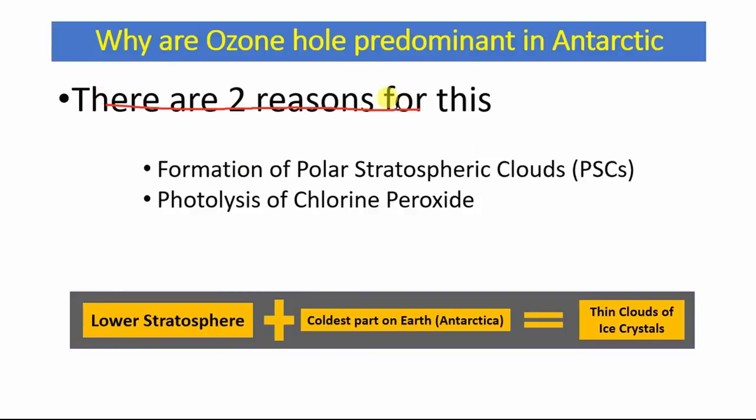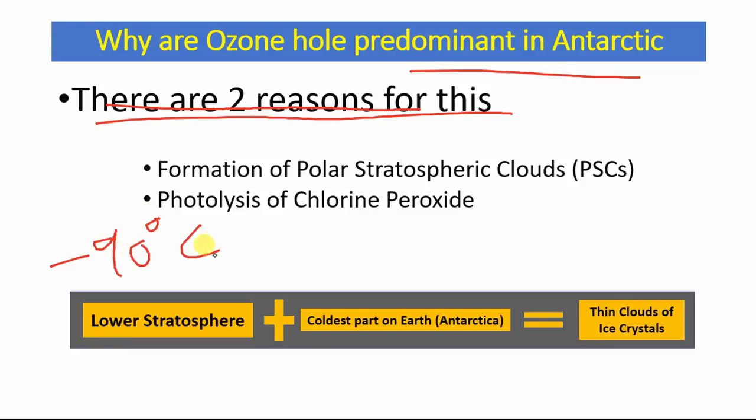Why is ozone hole predominant in Antarctic region and not in other parts of the earth? There are two reasons for this. The chlorine and nitrogen, which has formed a series of destruction in the ozone, the O2 molecules in the stratosphere forms thin clouds of ice crystals in the coldest regions. This cold is possible only above Antarctica, as its temperature is around minus 90 degrees Celsius during June to September.